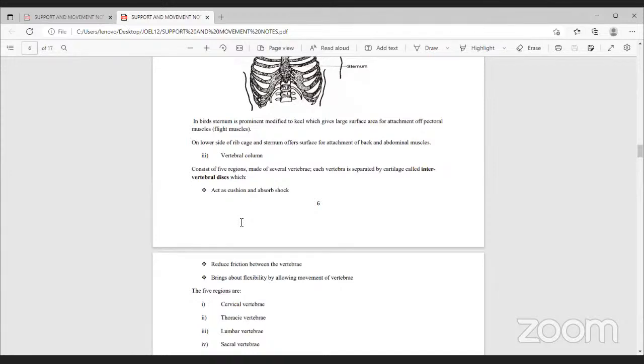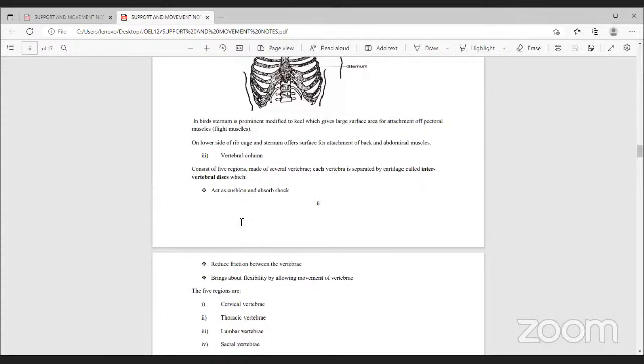It acts as a cushion and also absorbs shock. That is one of the functions of the intervertebral disc. I'm saying that the intervertebral disc is that cartilage that is separating 2 vertebrae. We have 33 vertebrae. Bones of the vertebrae, they are 33 in number. So they are not joined. So between one vertebra and another one, we have that cartilage that we are calling intervertebral disc. The functions of this intervertebral disc, I've said, number 1, act as a cushion and absorb shock.